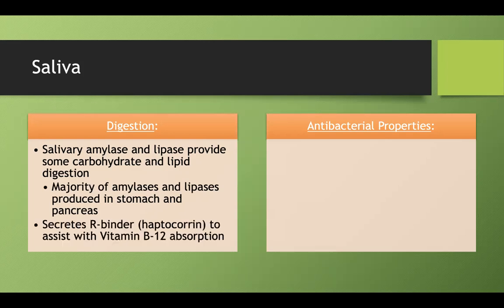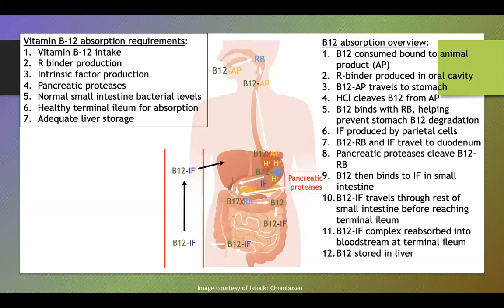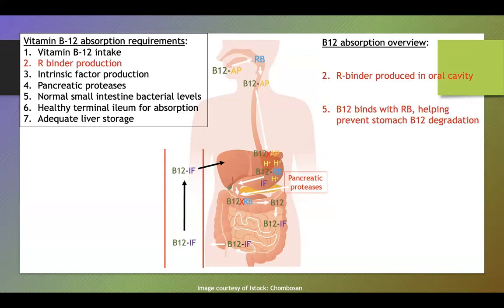Another thing we don't think about too often with B12 specifically is that our saliva has something called R binder or haptocorrin, which helps us eventually digest B12. And I go into B12 digestion in great detail in the stomach section, I believe. So if you really want to see all of how B12 absorption works, you can check that out. But here I just wanted to point out a few things. So I want to point out that we need R binder or haptocorrin to adequately absorb B12.